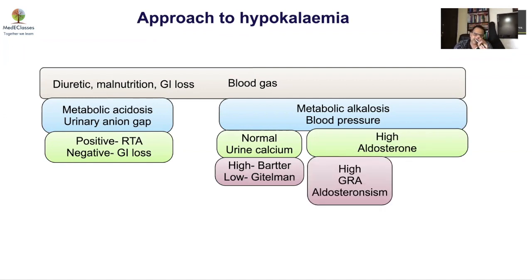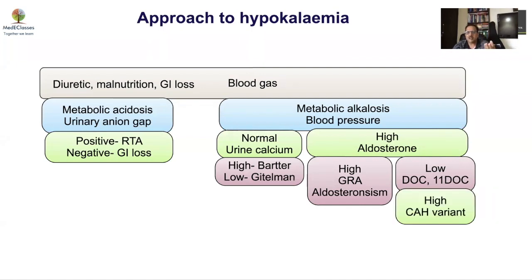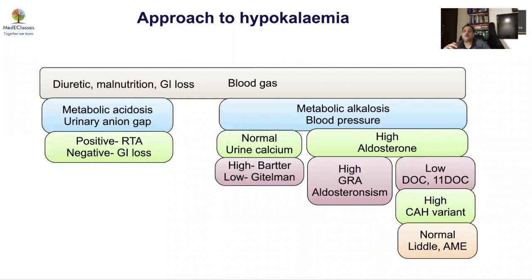If it's high, it is aldosterone excess, glucocorticoid remediable aldosteronism, or primary hyperaldosteronism. If it's low, it is a CAH variant. If it's not there, then you have to think of Liddle's or AME by giving a spironolactone trial. Response to spironolactone means it's apparent mineralocorticoid excess. No response. Response to amiloride means Liddle syndrome.